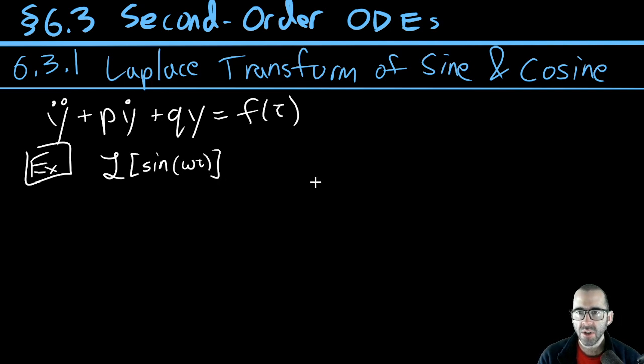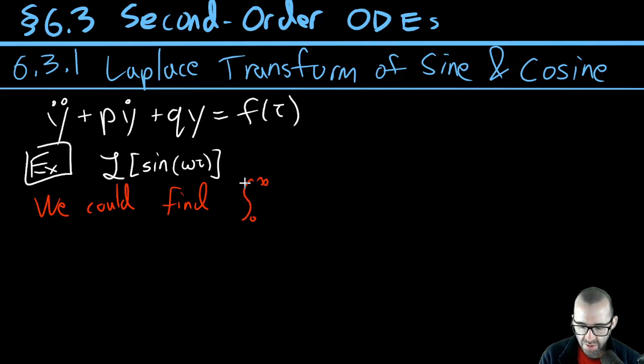If we're solving differential equations, if we're solving harmonic oscillators, we're probably going to need to take the Laplace transform of sine and cosine. So we're going to come up with a formula, and there's a few ways that we could do this. We could do it directly. We know that the Laplace transform of this is going to be the integral from 0 to infinity of sine of omega t times e to the negative st dt. I forgot my notation. Yeah, so we're integrating with respect to t.